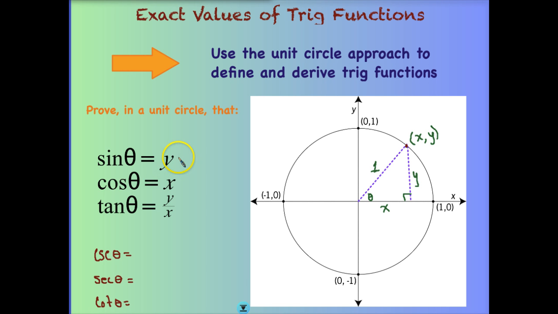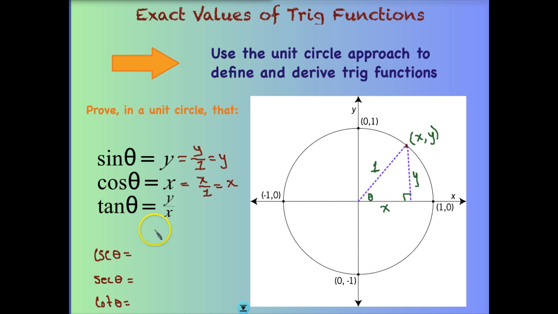Let's look at sine. We said sine was opposite over hypotenuse. The opposite is y, and the hypotenuse in this case is 1, which simplifies to y. Let's look at cosine. Cosine, we said, was adjacent, which is an x value here, over our hypotenuse, which is 1. That simplifies to x. And then tangent is opposite over adjacent, y over x. So therefore, in a unit circle, sine theta is y, cosine theta is x, and tangent theta is y over x.